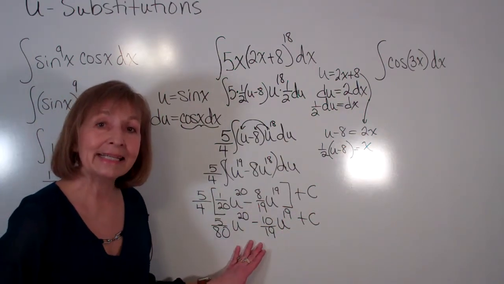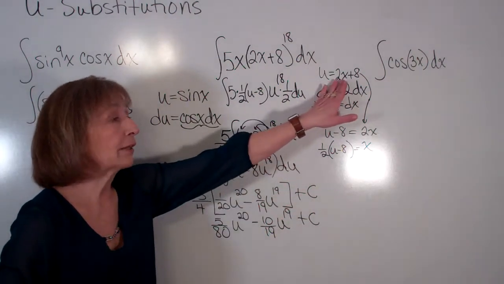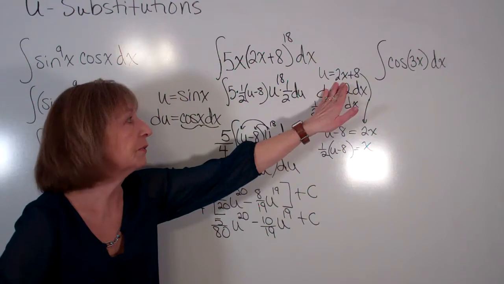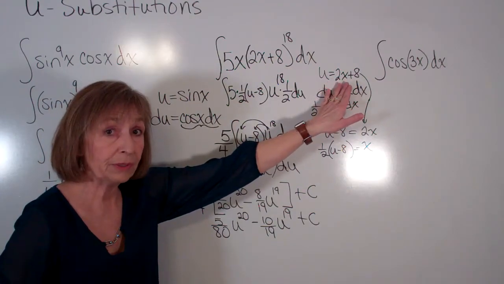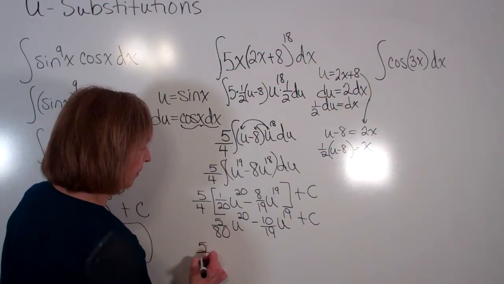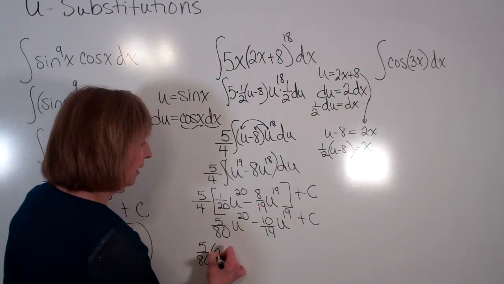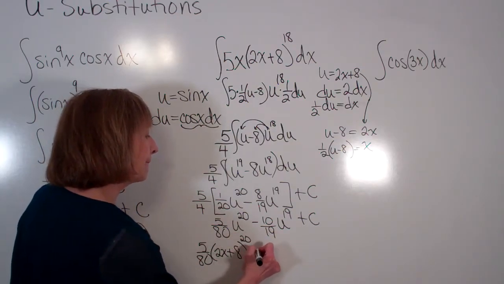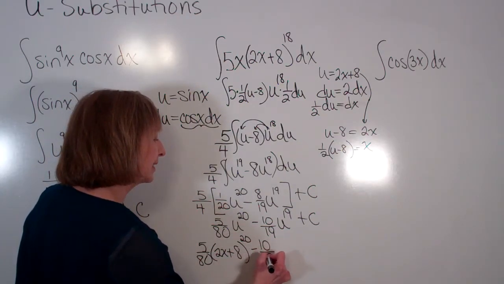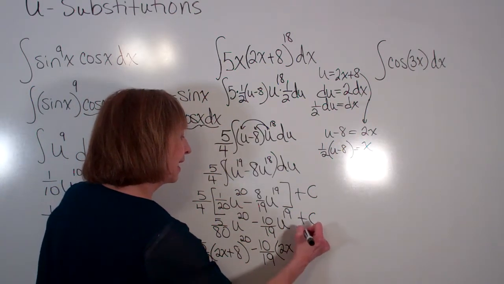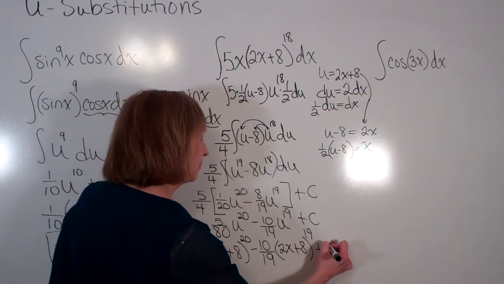And then lastly, we're going to take out the u and look back at our good notes that we wrote out to see what we were doing. We're going to take out the u and put in the 2x plus 8. So I have 5 over 80 times the quantity 2x plus 8 to the 20 power, minus 10 over 19 times 2x plus 8 to the 19th power, and then plus c.